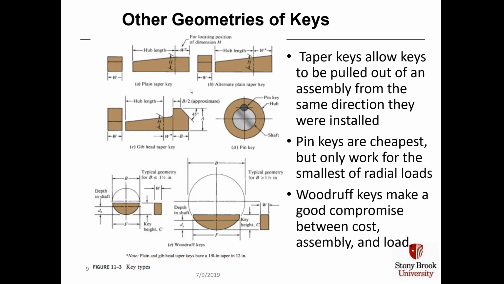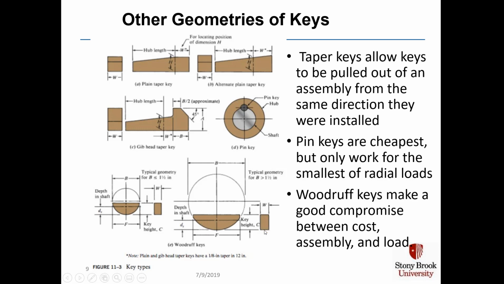That's kind of convenient. You have a pin key, which is basically just a little cylindrical pin, which goes in an arced shape hole. And they're nice and cheap and they're easy, but they only work for the smallest of radial loads because they shear easily. And then you have Woodruff keys, which is a cross between a circular key and a square key.